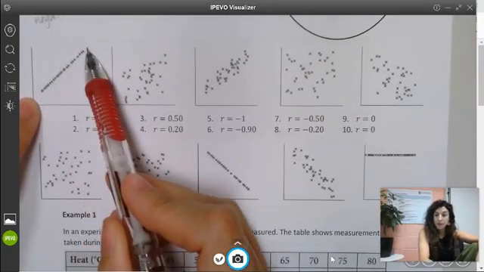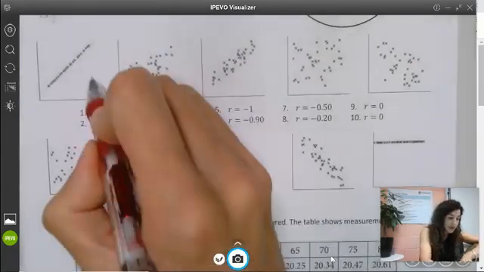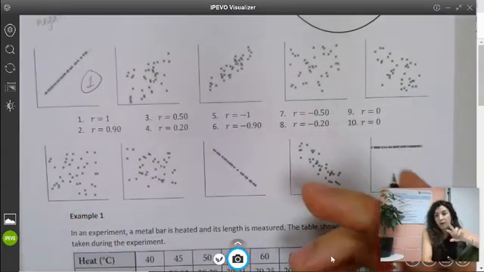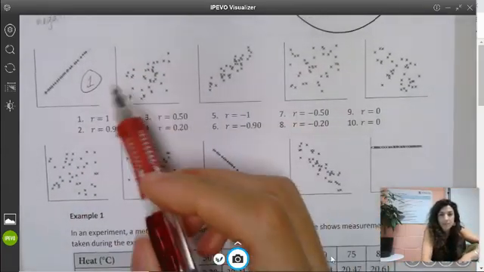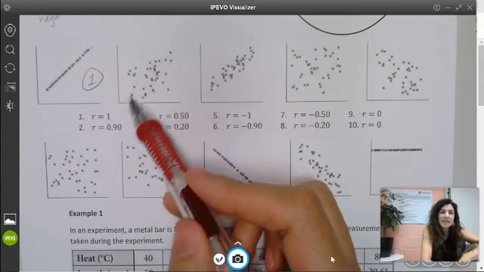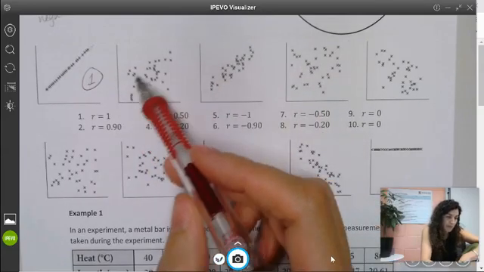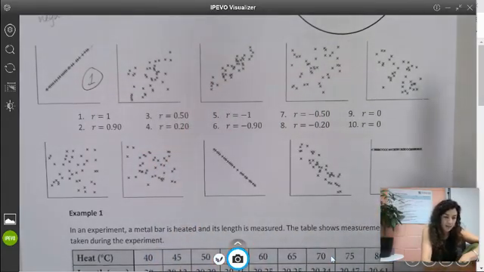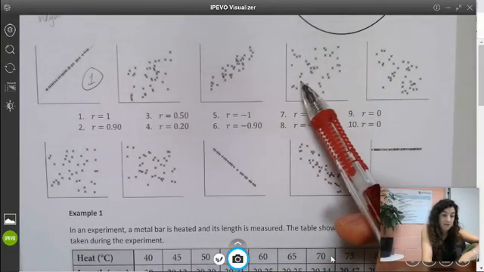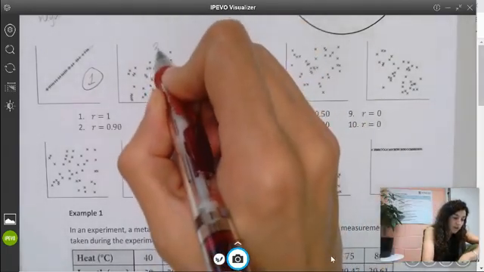A near perfect positive correlation is going to have a positive number, and strong is at 1. So this is actually R equals 1 from list number 1. This one, you can see that it's going in a positive direction. It's fairly moderate, whereas some of these, like this one, are still going in a positive direction, but it's very, very weak. So this I'm going to say is a 0.5.